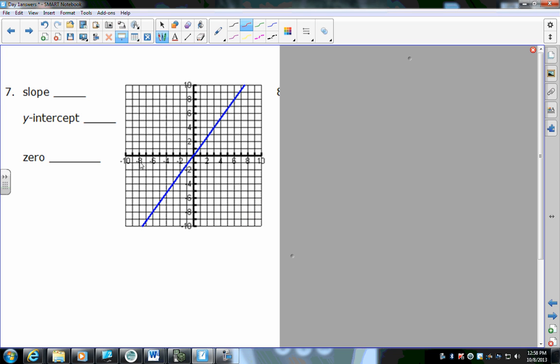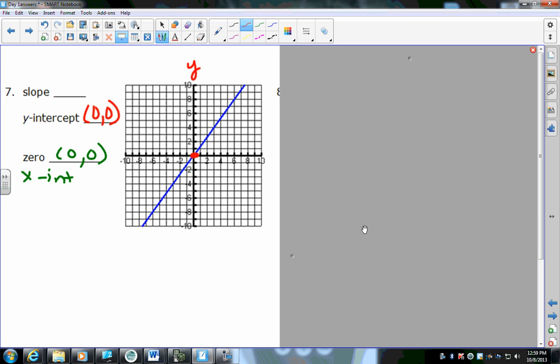Again, the y-intercept. I find where it crosses the y-axis. There it is. It's at 0, 0. Well, that's going to be my x-intercept as well when it's at 0. That doesn't really help me find my slope because now I don't have 2 points to go from. So now I've got to figure out what it is.